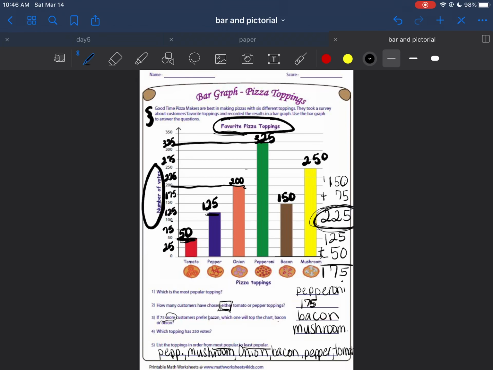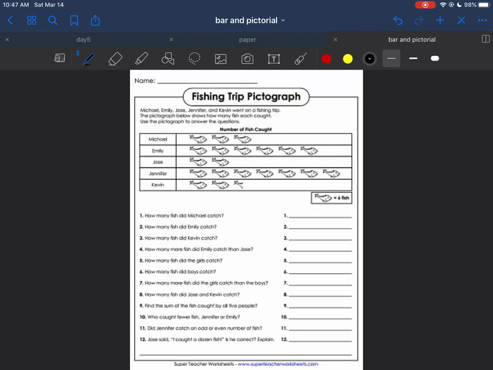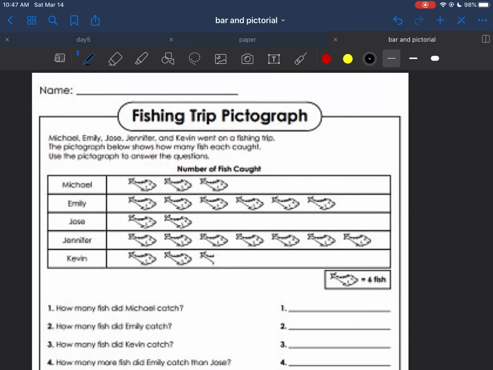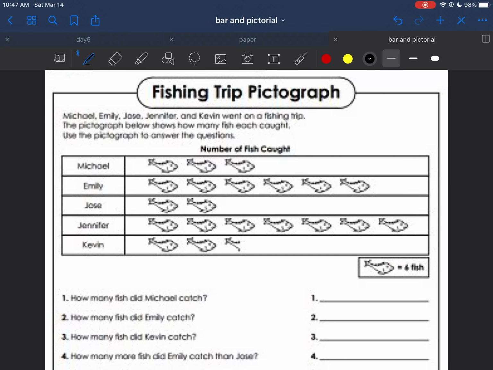All right, we're going to move on to pictographs. So remember pictographs, it's important to understand that a pictograph uses pictures, and not always will a picture represent one. You have to make sure that you are analyzing the key in order to understand what the picture represents.